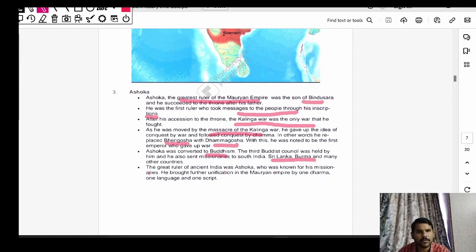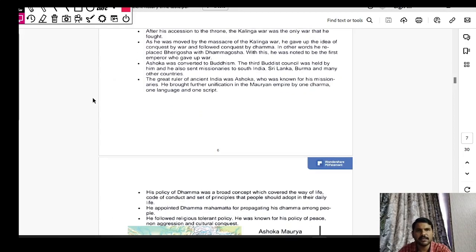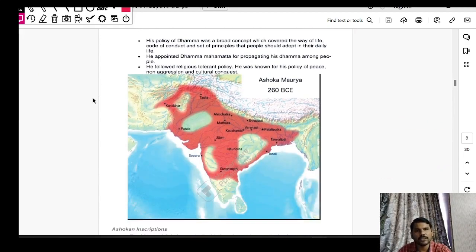He was known mainly for his missionary work also, because he fought only one war, the Kalinga War, and within that he realized and shifted to Dhamma, Ashoka's law of Dhamma. That is also frequently asked in mains also. What is Ashoka's law of Dhamma?